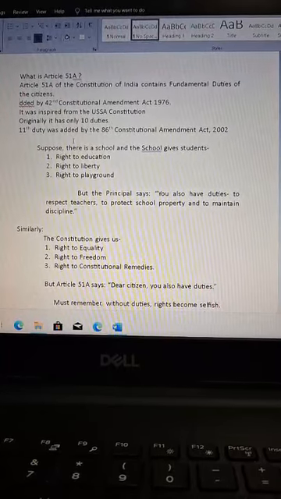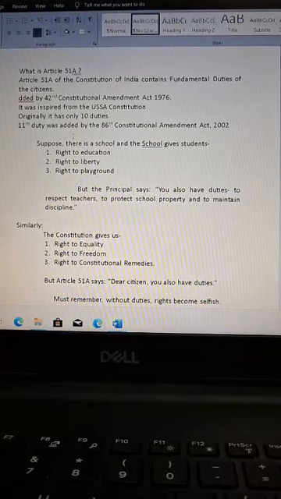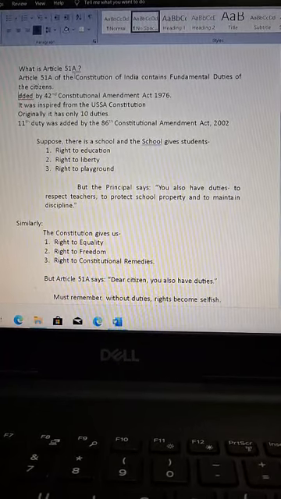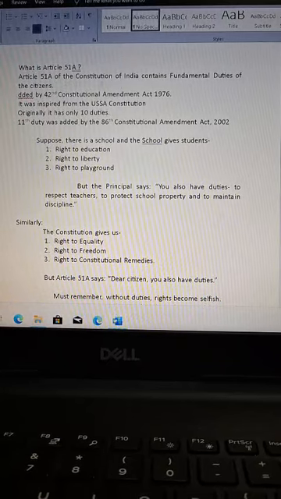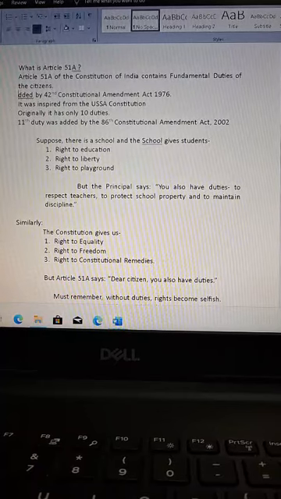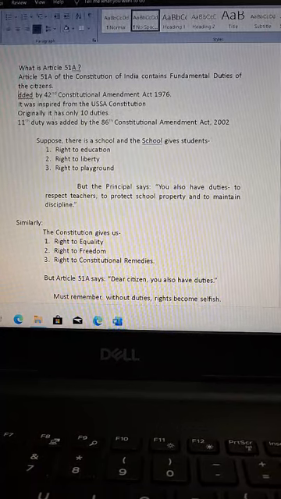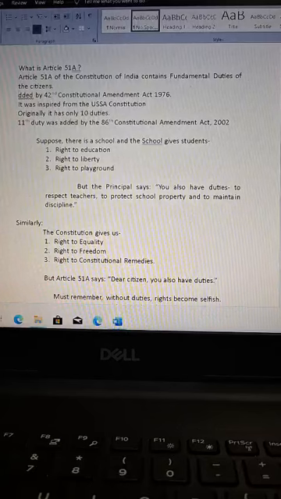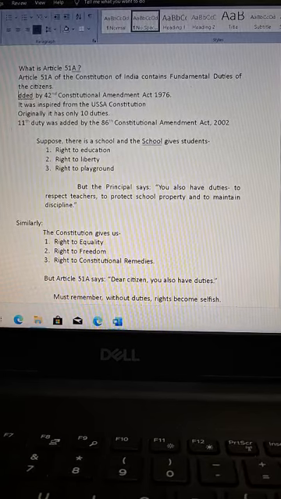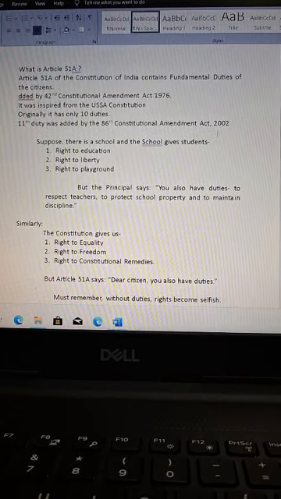We always demand fundamental rights, but do we remember our fundamental duties? Let's see today. What is Article 51A? Article 51A of the Constitution of India contains fundamental duties of the citizens. It was added by 42nd Constitutional Amendment Act 1976. It was inspired from the USSR Constitution. Originally, it had only 10 duties and the 11th duty was added by the 86th Constitutional Amendment Act 2002.